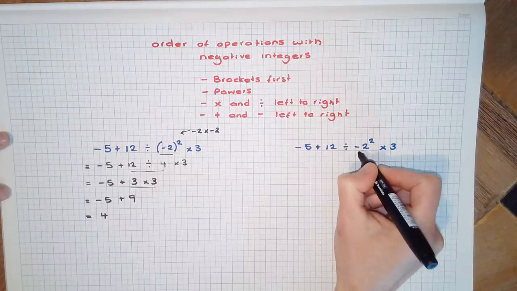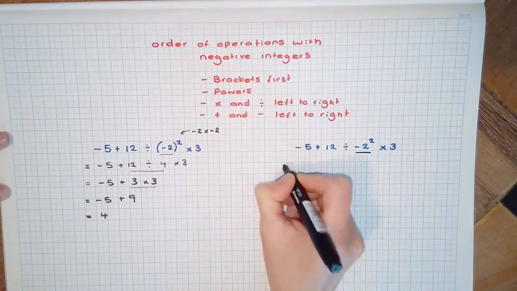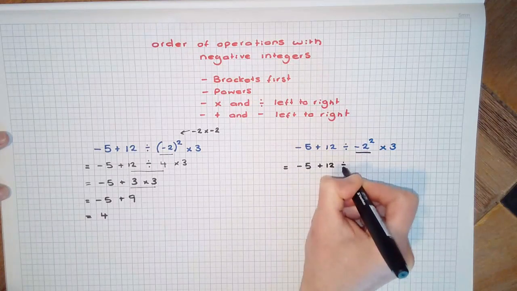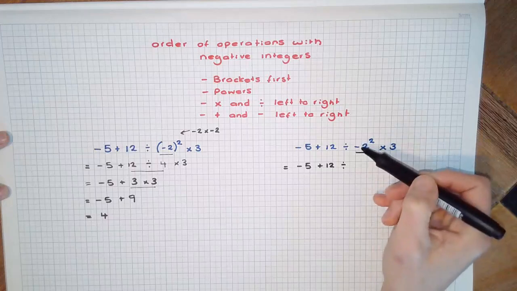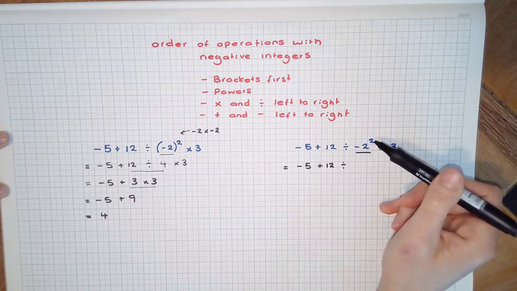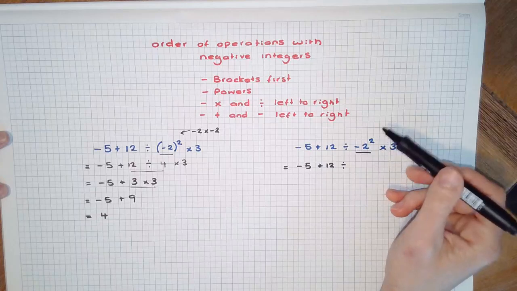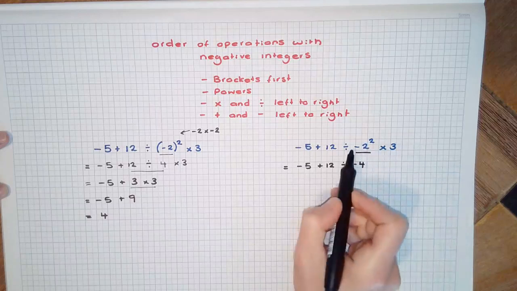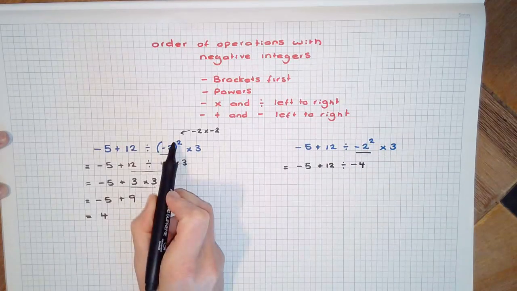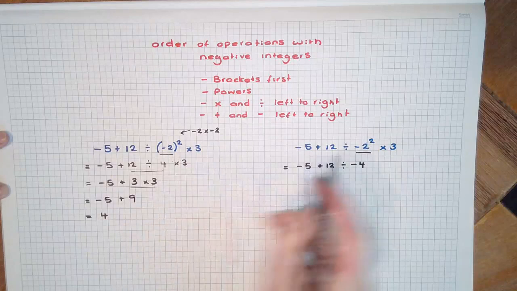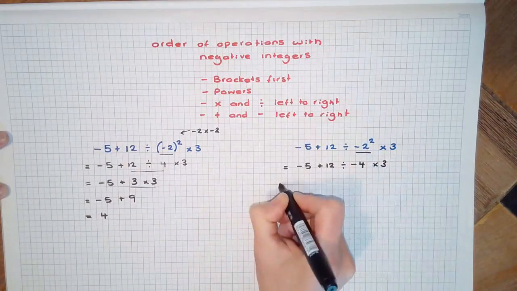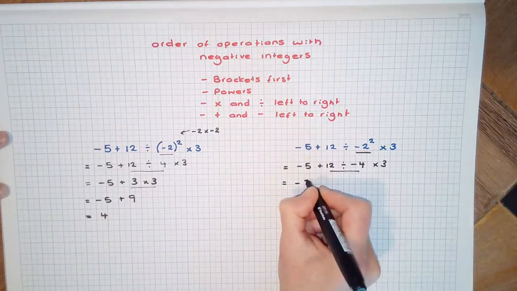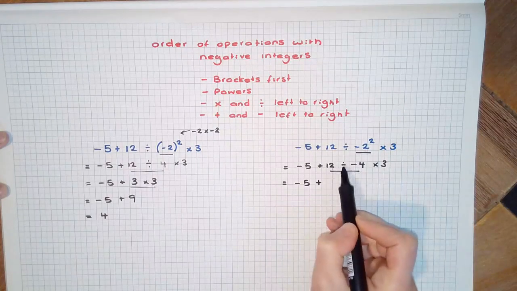So again, we will do the orders or powers first, rewriting the rest of the sum, negative 5 plus 12 divided by. Now here, it's actually saying negative of 2 squared, or 2 squared, and we take the opposite. This will result in negative 4, which is different to what we had here when it was negative 2 all squared, times 3.